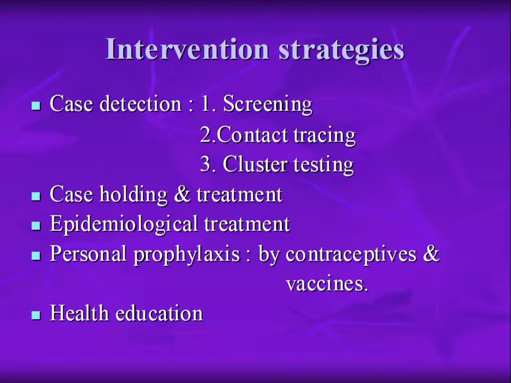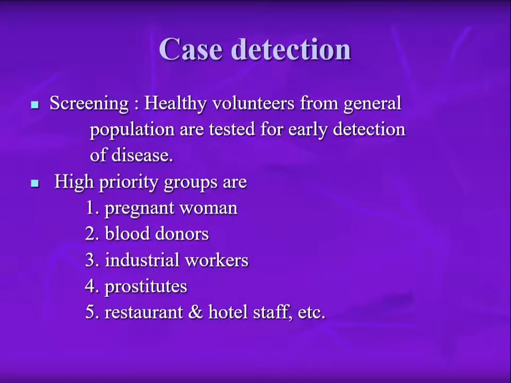And then considering the strategies, here, intervention strategies. What are the intervention strategies? Case detection in the form of screening, contact tracing, cluster testing. Then case holding and treatment, epidemiological treatment, prophylaxis in the form of contraceptives and vaccine, and health education. First, case detection: how do you do case detection by screening? By screening, healthy volunteers from the general population are tested for early detection of diseases.